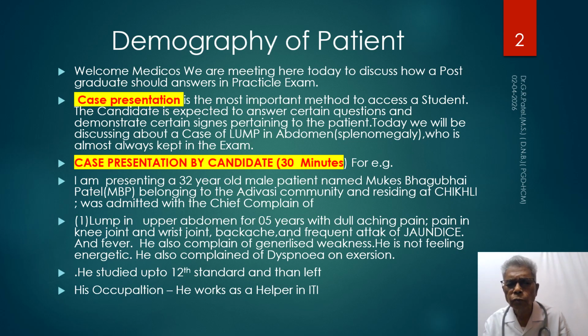Belonging to Adivasi community and residing at Chikli, was admitted with the chief complaint of lump in upper abdomen for 5 years with dull aching pain, pain in the knee joint and wrist joint, backache, and frequent attacks of jaundice and fever. He also complained of generalized weakness. He is not feeling energetic. He also complained of dyspnea on exertion. He studied up to 12th standard, then left. His occupation, he works as a helper in ITI Institute.